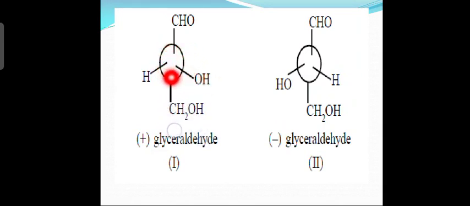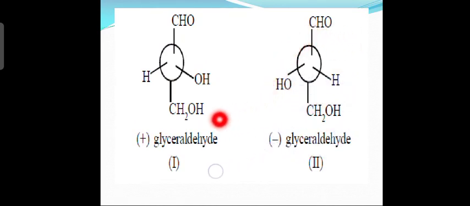Correct. Instead of carbon, the structure has been written as a circle. The circle indicates carbon. So CHO, C, H, OH, and then CH2OH. This is the formula of plus glyceraldehyde. What do you mean by plus glyceraldehyde? Dextrorotatory. So this is the spatial arrangement of plus glyceraldehyde. Similarly, minus glyceraldehyde.